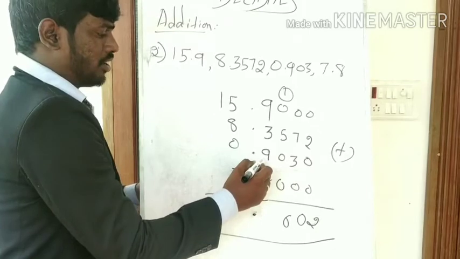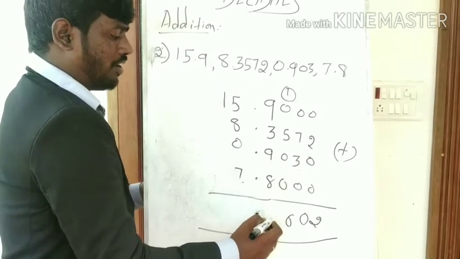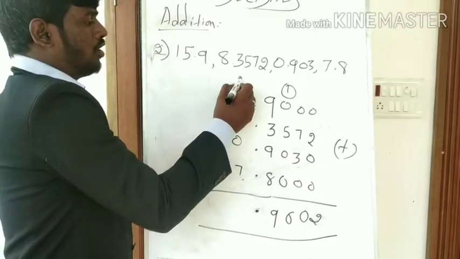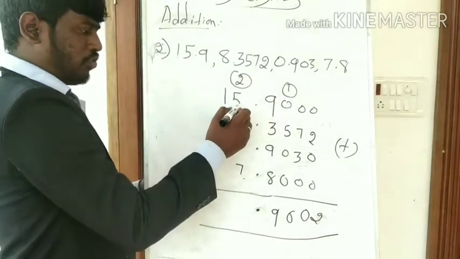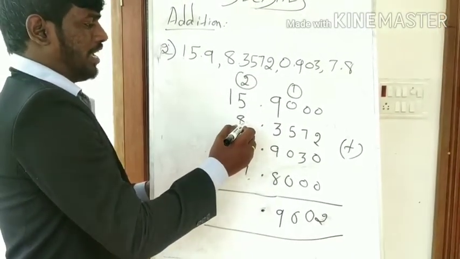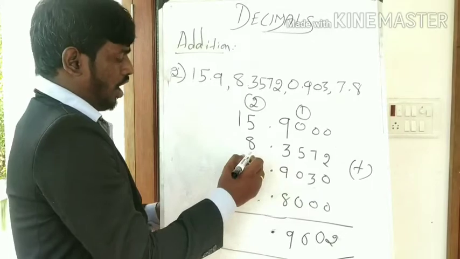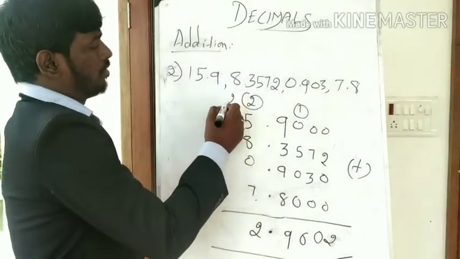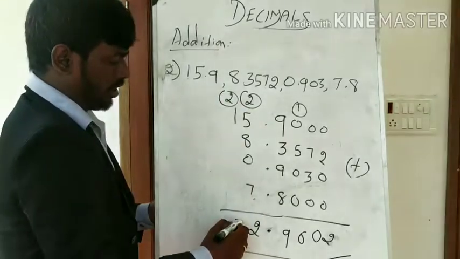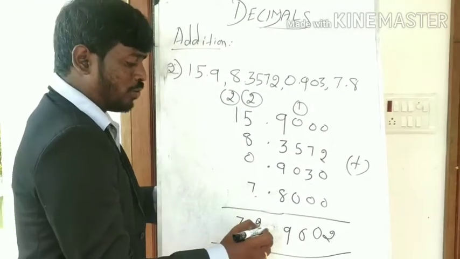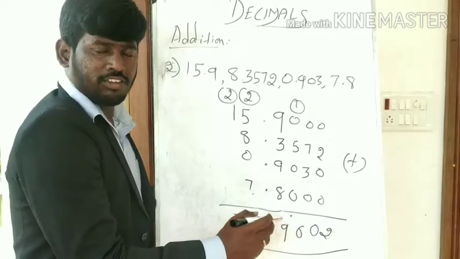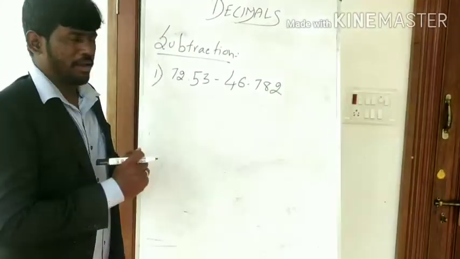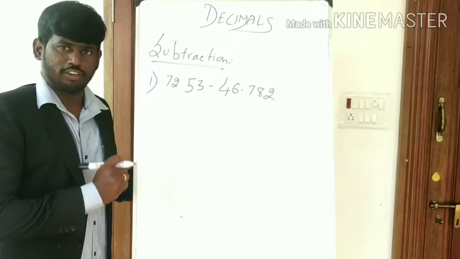12 plus 9, 21. 21 plus 8, 29. Carry over 2. 2 plus 5, 7. 7 plus 8, 15. And 15 plus 7, 22. And 2 plus 1, 3. Then the answer will be 32.9602. Next I am going to teach the subtraction of decimal.